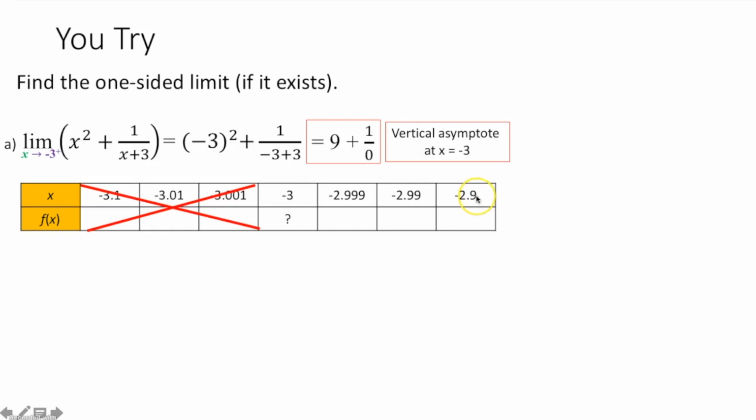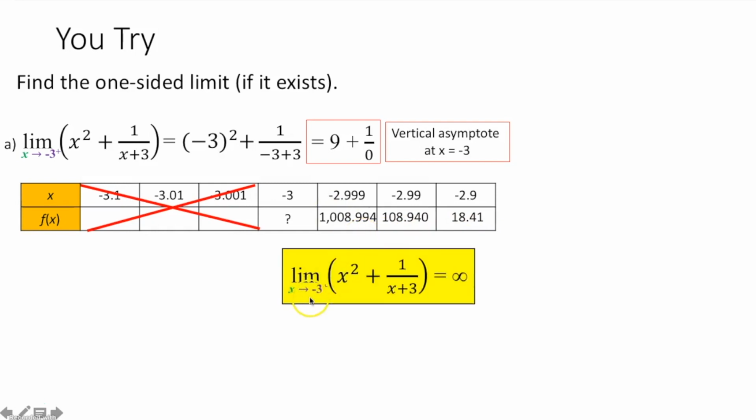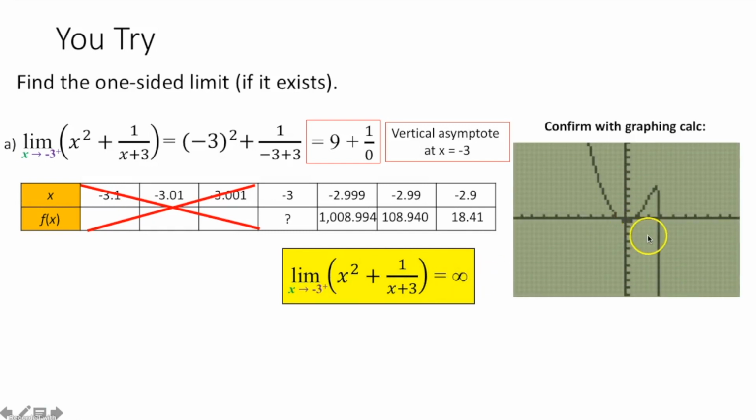We now take negative 2.9, plug it in for x in our given function here and here, and get the y value that goes with that. Same thing for negative 2.99 and negative 2.999. You can see that our y values are increasing exponentially, meaning that the limit as x approaches negative 3 from the right of our function is going to equal positive infinity. And confirm this with your graphing calculator. You can see that as our function approaches negative 3 from the right, it goes towards positive infinity.